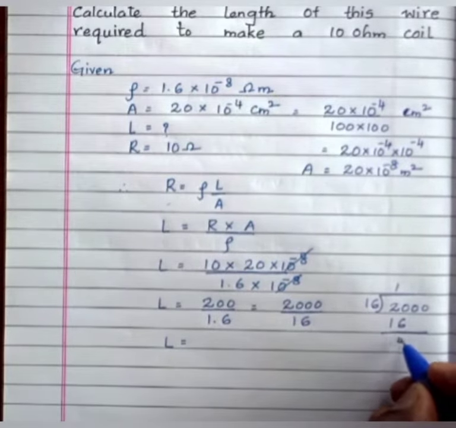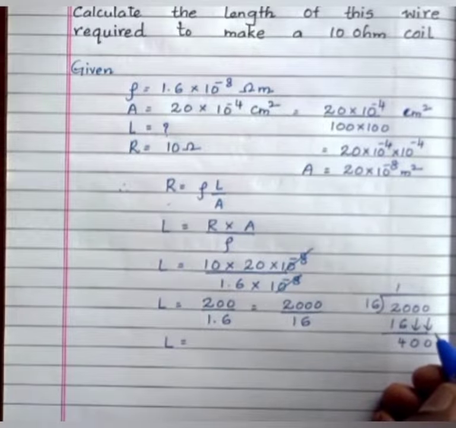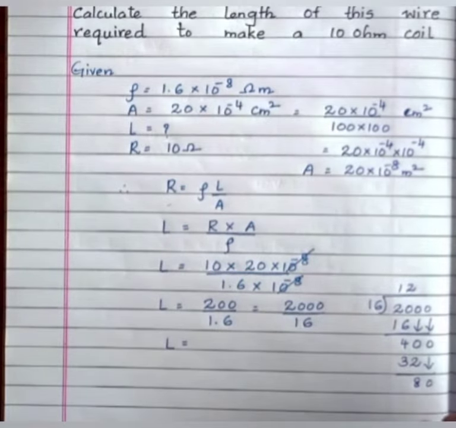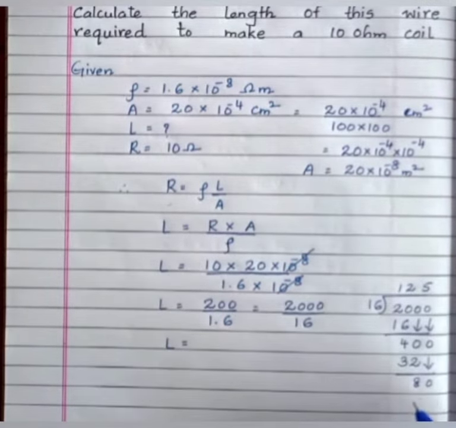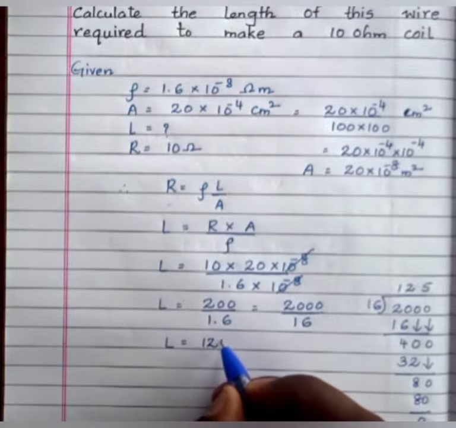Now 20 minus 16 we get 4. Now 2 zeros as it is. Now 16 twos are 32. 40 minus 32 we get 8. 0 as it is. 16 fives are 80. Therefore we got length equals 125 meters. Therefore, the length of the copper wire is 125 meters.